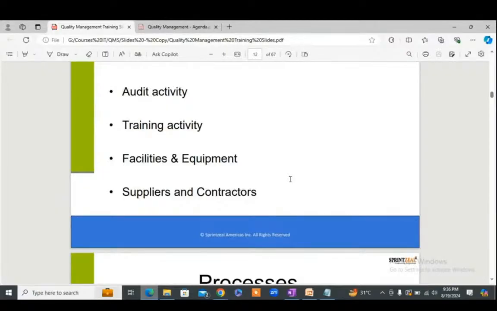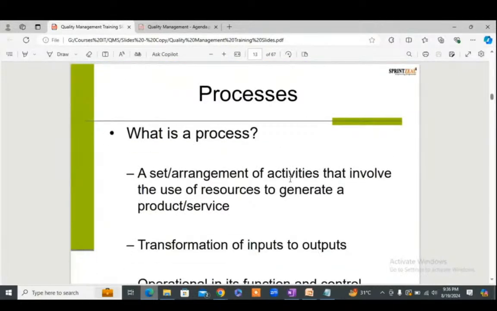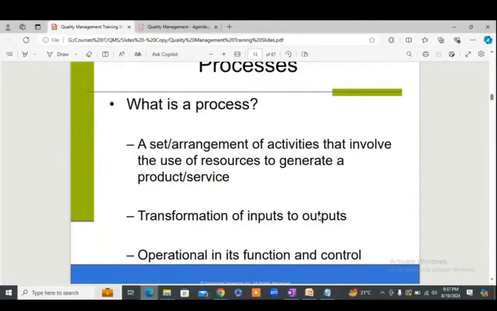Documentation in a QMS includes all written records and procedures that define, control, and support quality management activities. This encompasses quality policies, process descriptions, work instructions, and records of compliance and performance as well, right? Because proper documentation ensures consistency, traceability, and effective communication of quality practices within the organization, right? Next, we have audit activity.